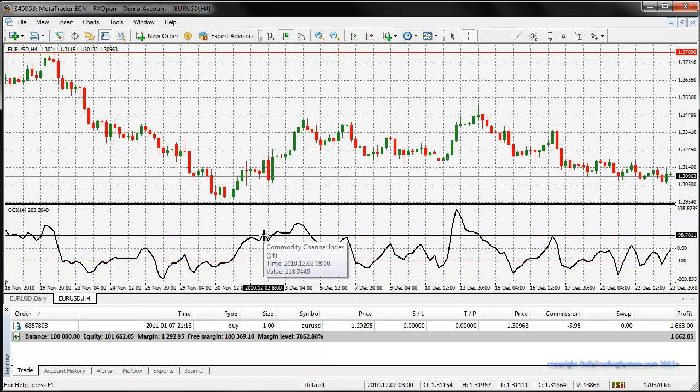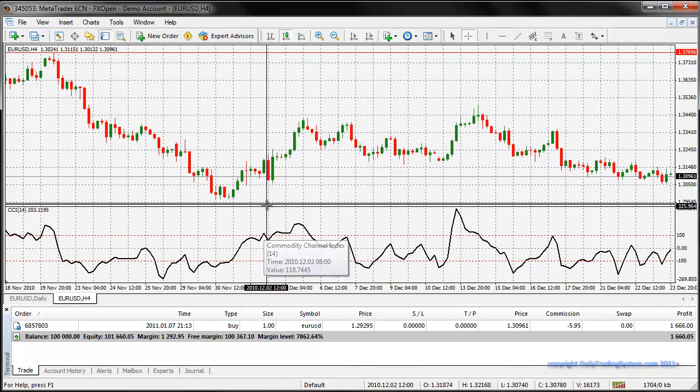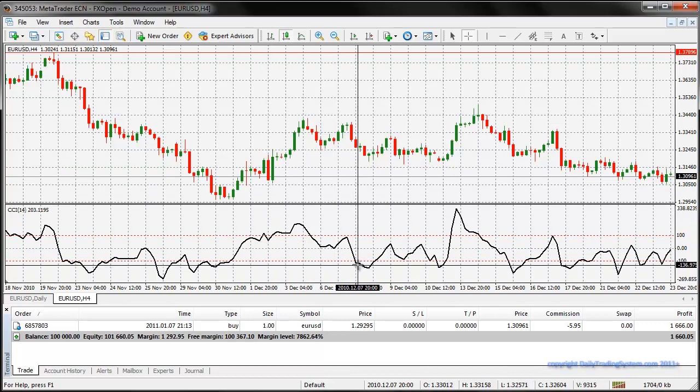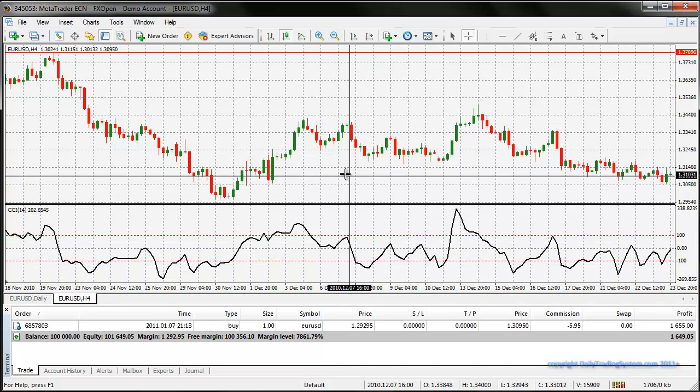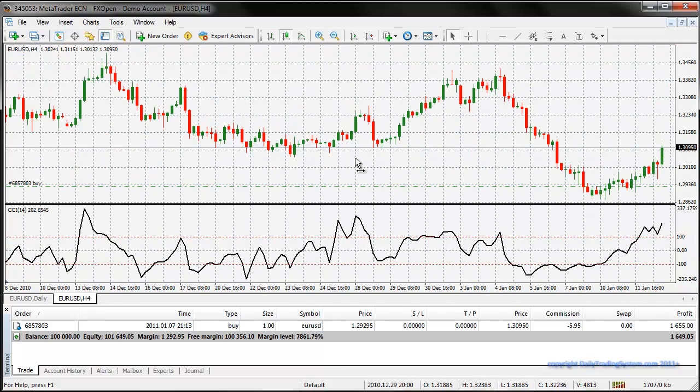Alright, when you see the break above the red line, then you go long, and when you see the break below the minus 100 line, then you go short. Now you got to say to yourself, when you're applying this indicator onto your charts and you want to actually create trades from it, the rule of thumb really is to, no matter what indicator you're putting on, always put your support and resistance levels in.